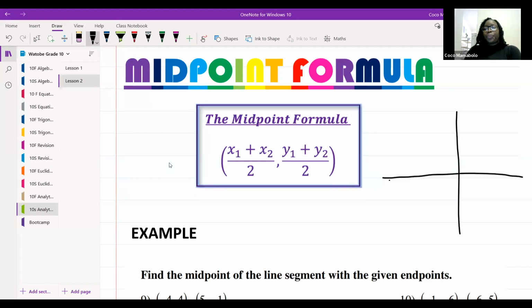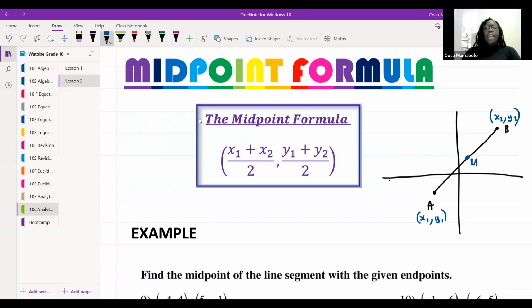If I have 2 points on the Cartesian plane, one here and one here, I'm going to call this one A and this one B. I'm going to draw a straight line from A to B. Now, I want you guys to find me the middle of my line, and we're going to call this point M, right?